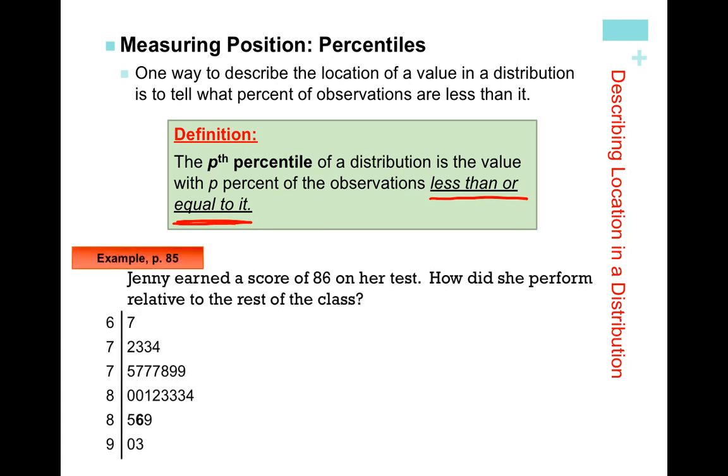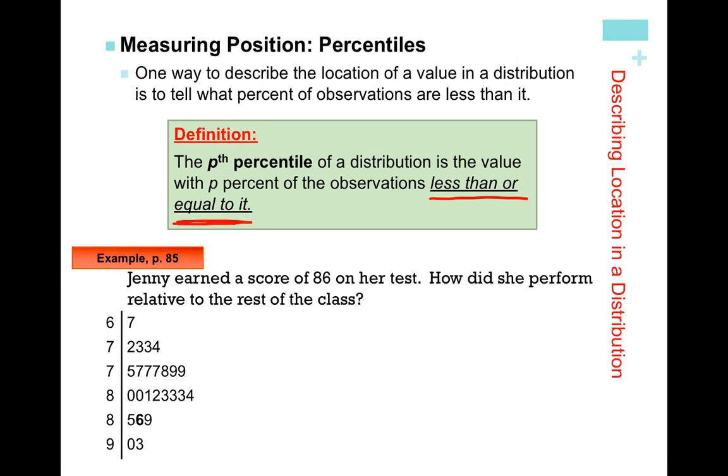So here's an example with a small data set. It says Jenny earned a score of 86 on her test. We want to know how she performed relative to the rest of her class. So maybe we look at that 86 and we say, well, that's kind of on the high end, but how high did she perform? What's her percentile?